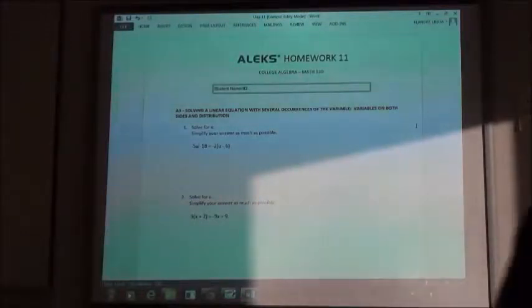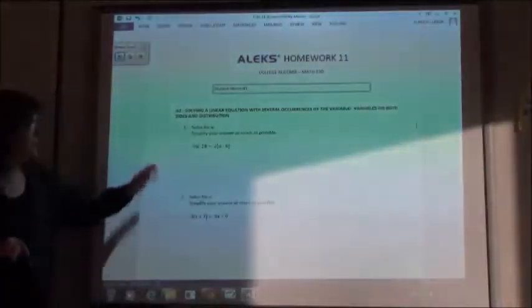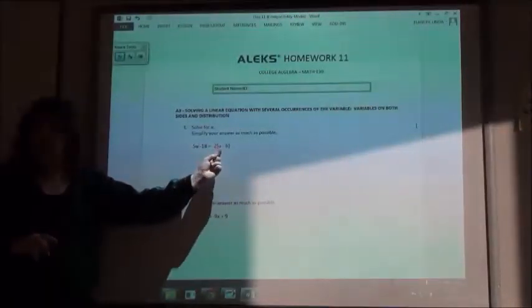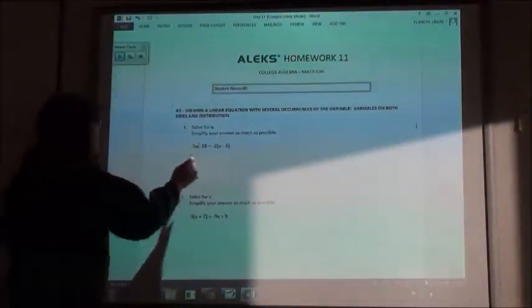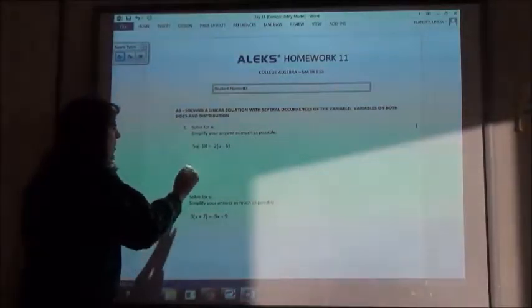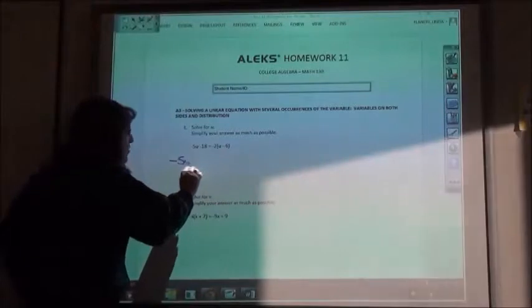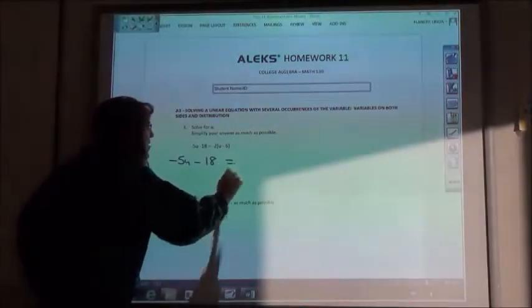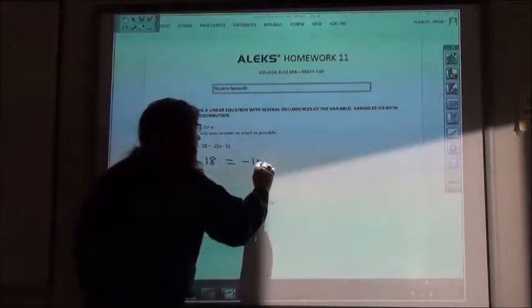All right, so homework 11 here, we are solving equations. When we're solving an equation, if it has parentheses, the first thing we do is get rid of those parentheses, using our distributive property. So this side's going to stay the same, negative 5u minus 18 is going to equal? Negative 2u plus 12. Exactly.